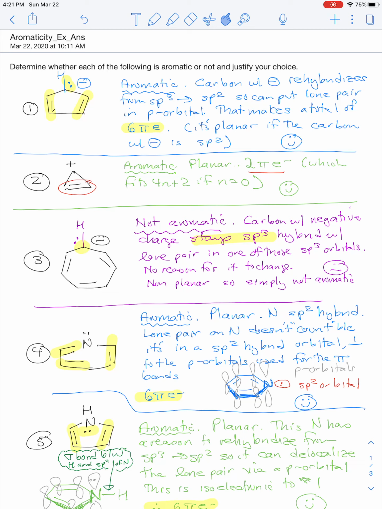Here, what we're going to try to do is determine whether each of the following compounds or ions is aromatic and also justify our choice. And again, I've written out the answers in advance because I've learned that that makes life simpler.